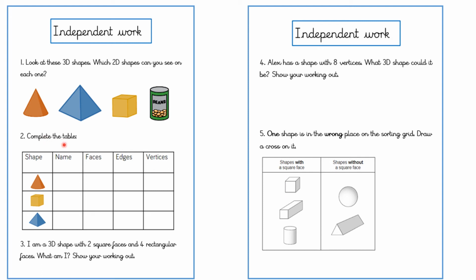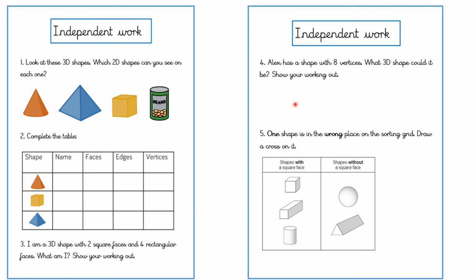Number 2, complete the table. You've been given a shape. You need to name that shape. And then write the number of faces it has, the number of edges it has, and the number of vertices it has. Number 3, I am a 3D shape with 2 square faces and 4 rectangular faces. What am I? Show your working out. So for that one, I imagine it would help to draw a picture and then write a sentence to explain how you know you've got the right shape.